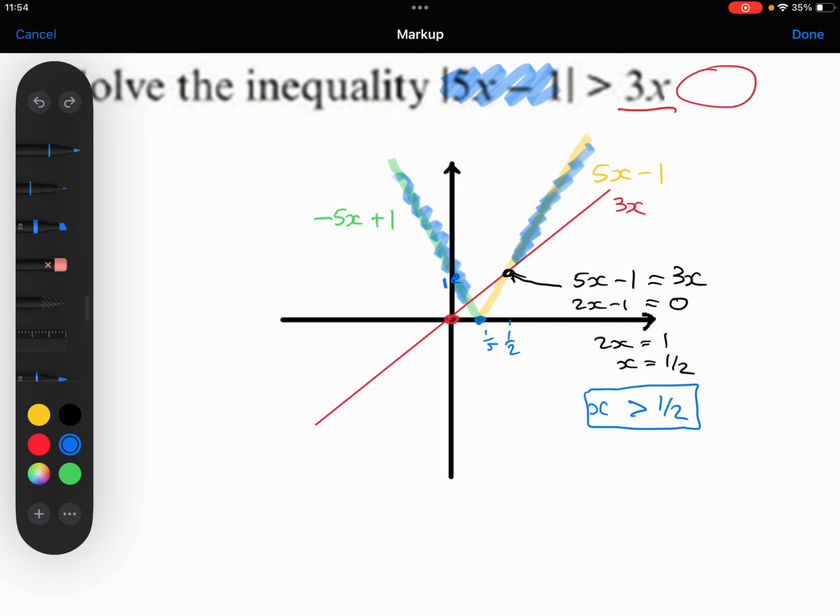Similar logic to work out this point over here. That's where the green line equals the 3x. Add the 5x to both sides and divide both sides by 8. And we find that at that point there, x is 1/8. So I can now say that if x is any of the values that are less than 1/8, then the modulus is above the red line.